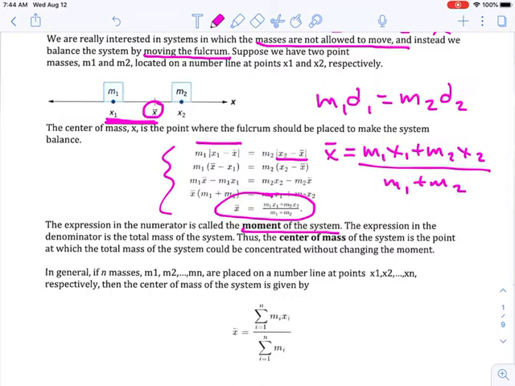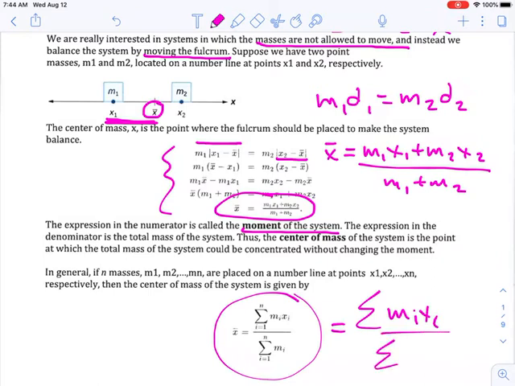So in general, if we have numerous points, I mean, we could have more than two masses. We could have three masses or four masses or five masses. We could have an infinite number of masses theoretically, and we want them to balance. So the general formula is we take the sum of the moments and we divide it by the sum of the masses.